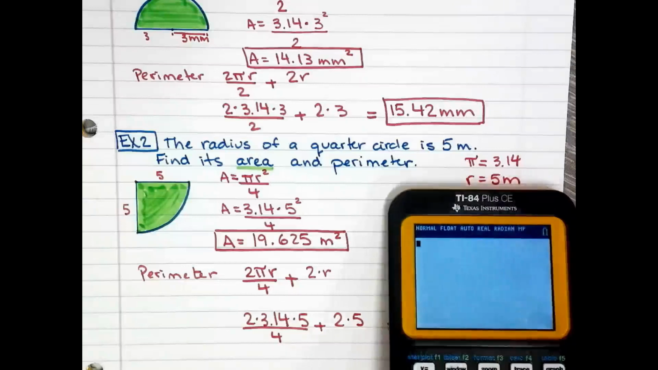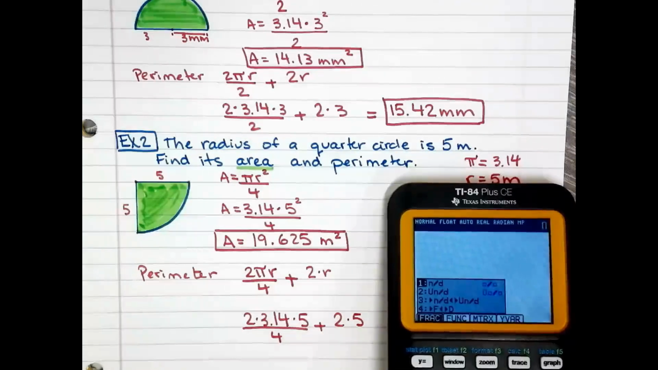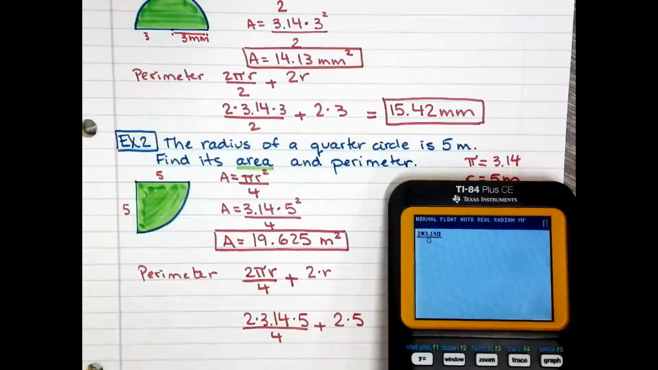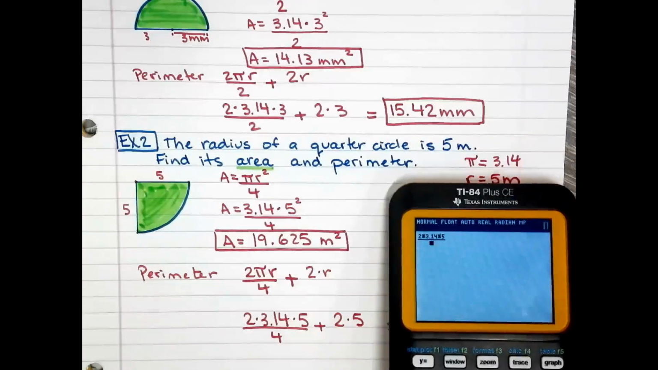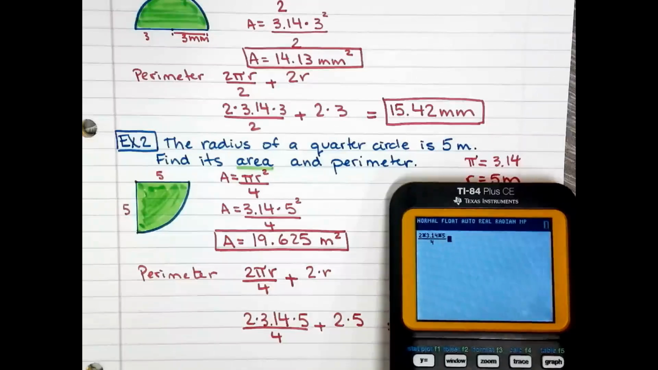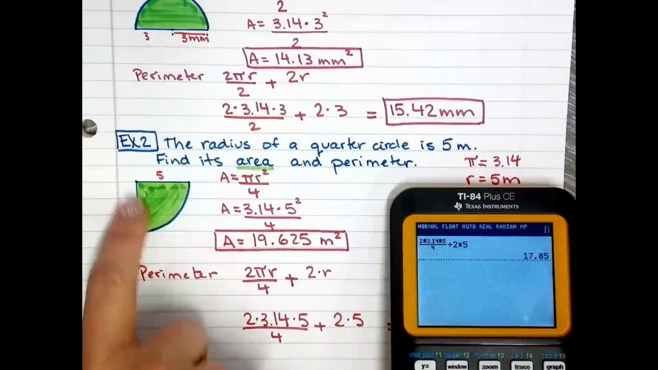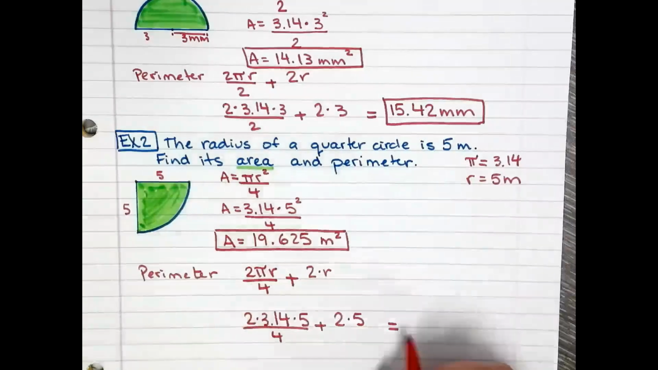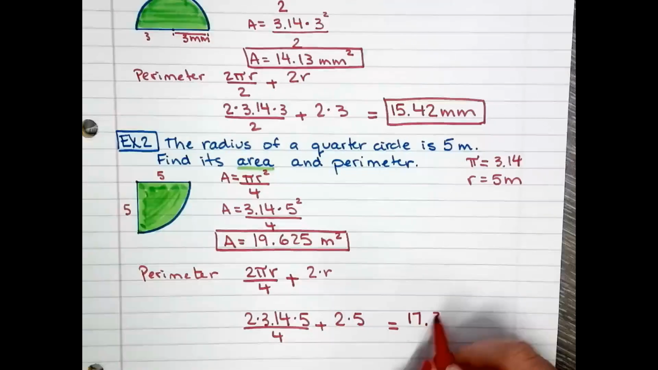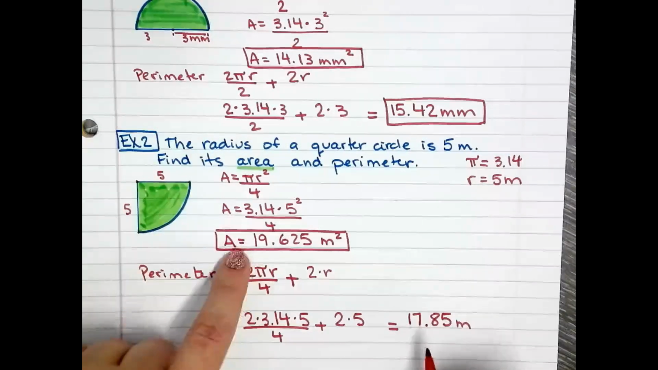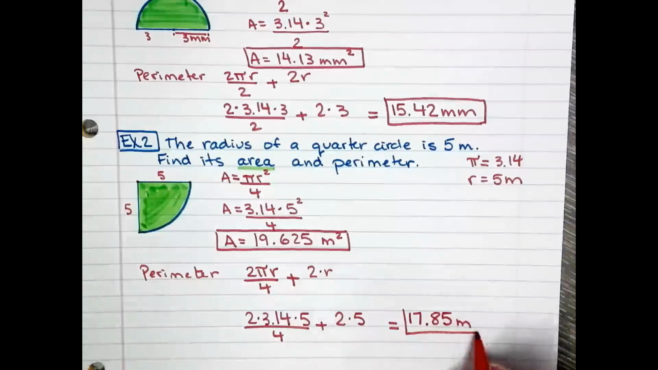At least we don't have to do this by hand, huh? Okay, 2 times 3.14 times 5 over 4 because it's a quarter circle, plus 2 times 5. Voila, so this is the perimeter of this quarter circle right there. Remember to put in the right units. When we're talking about perimeter, it's just meters, but if it's area, it's square meters.